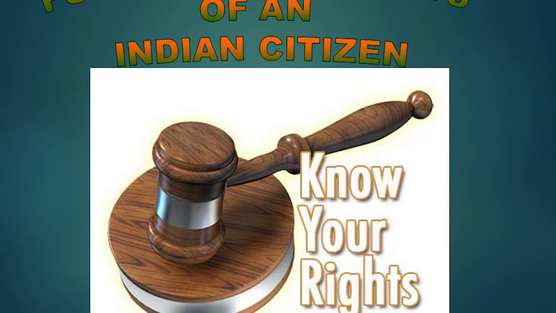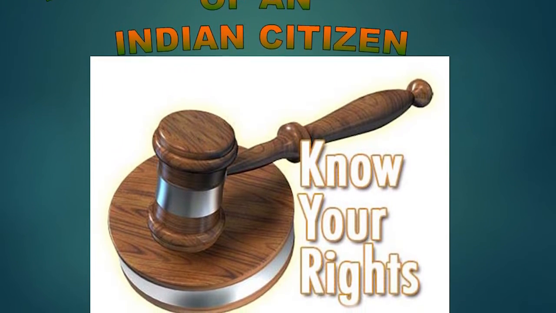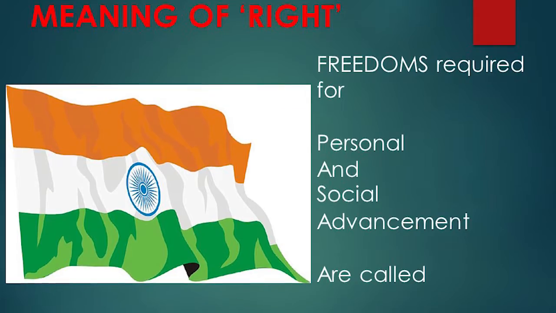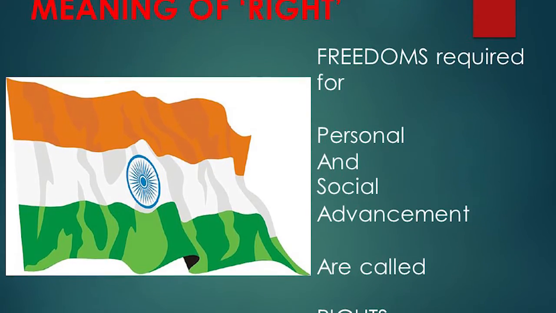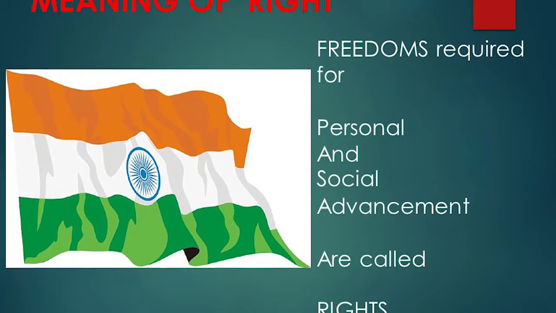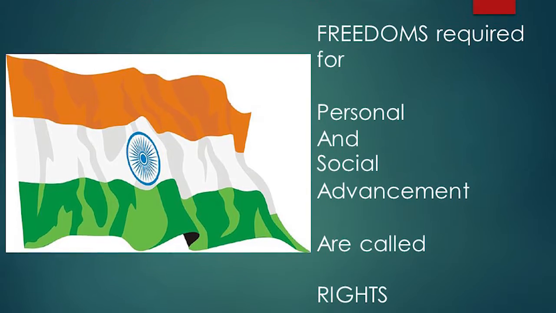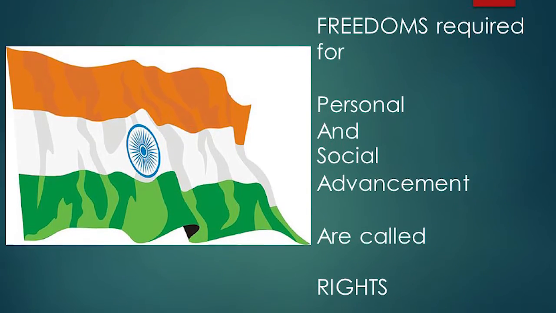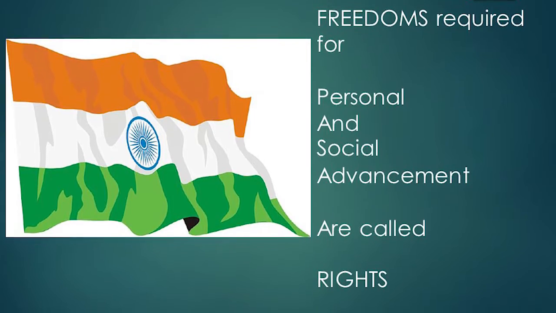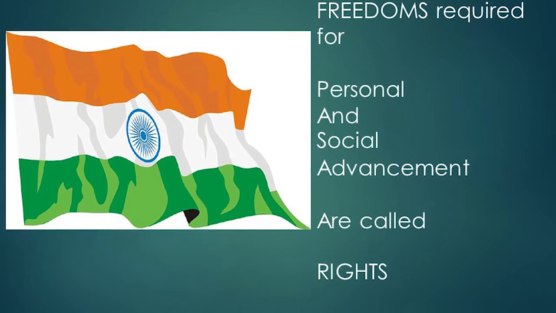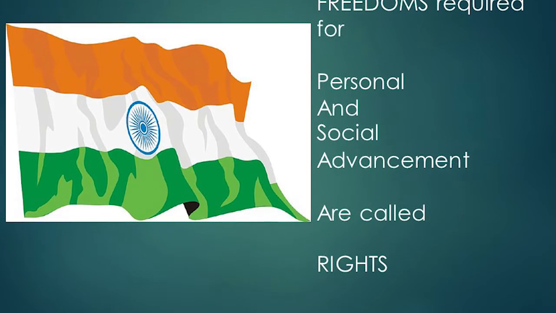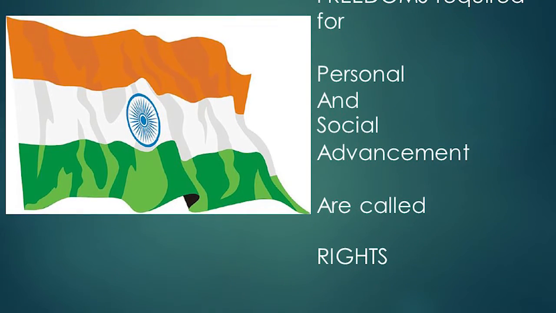So let's look at the fundamental rights of all of us as mentioned in Part 3 of the Constitution. To start with, let us understand the meaning of the word right. When I say I have certain rights, what do I mean? It means I have the freedom which is required for achieving personal and social advancement, and these are called rights. So if I have to access my rights, I need to be free. I need to have the freedom so that I am able to move ahead in my personal life and in my social life. All those freedoms that are necessary for me to go ahead in life are called rights.